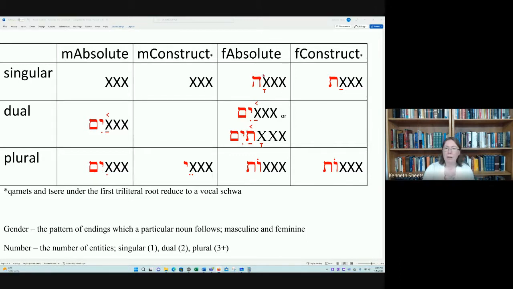Then we come over here to the feminines, and you can see feminine singular absolute. To the three letters of the triliteral root, we would add the a ending. Then for the feminine dual absolute, athayim here. And then for the feminine plural absolute, oth. So those are going to be the endings there.